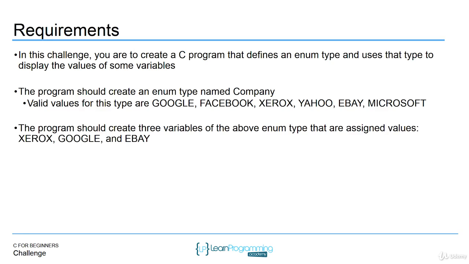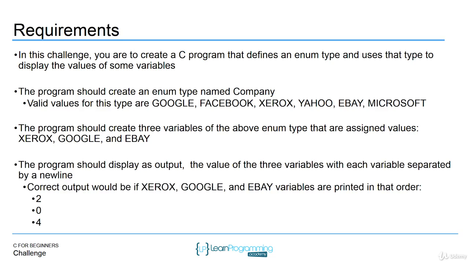After we've created the enum type called company, we then want to actually create the three variables of this type. And we want to assign these three variables values of Xerox, Google, and eBay. And then the last thing this program should do is just display the output. It's a simple program. It's just demonstrating enums. So what we need to do here is use the printf function to display output. We should display the value of those three variables that we created. And we should also use a new line so that it's easy to read.